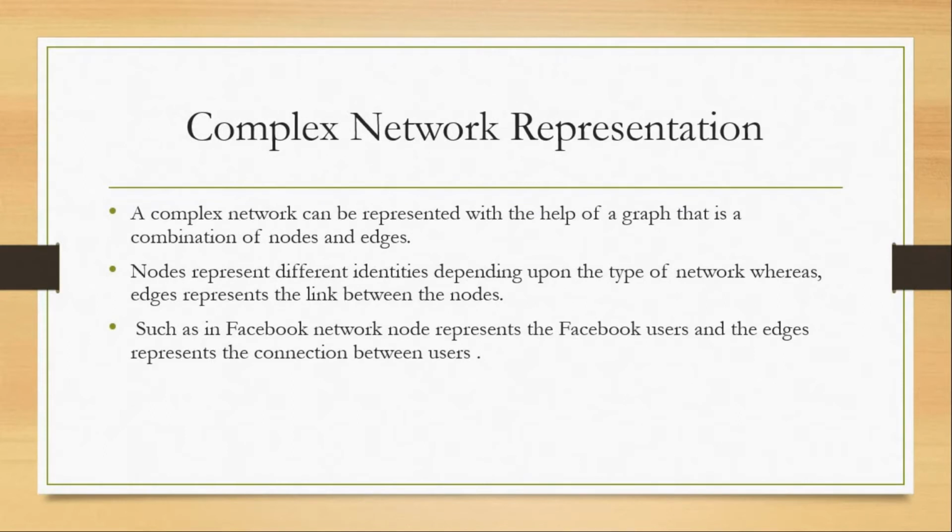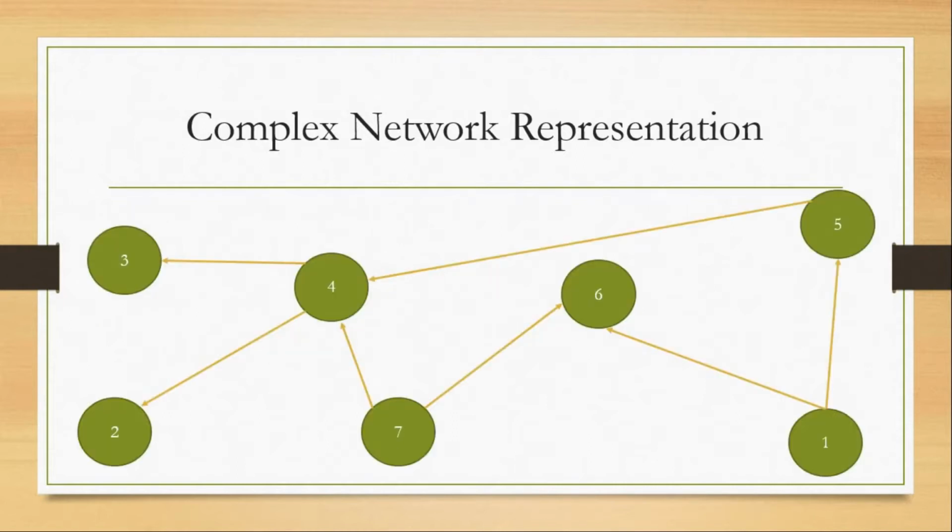Complex network representation. A complex network can be represented with the help of a graph that is a combination of nodes and edges. Nodes represent different entities depending upon the type of the network, whereas the edges represent the links between the nodes. Such as in Facebook network, nodes represent the Facebook users and the edges represent the connections between the users. Here is the general complex network graphical representation.